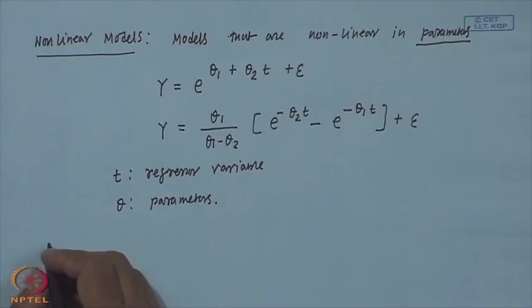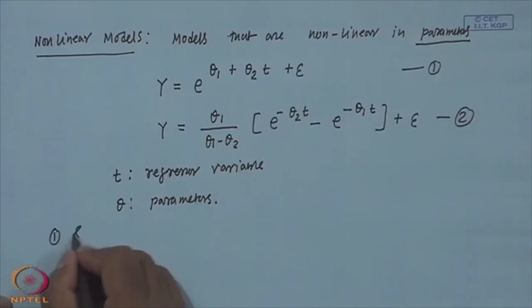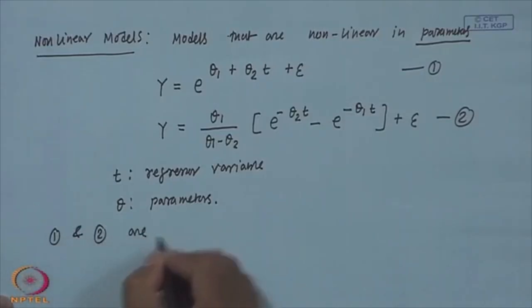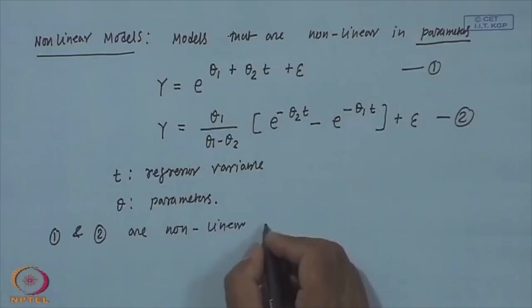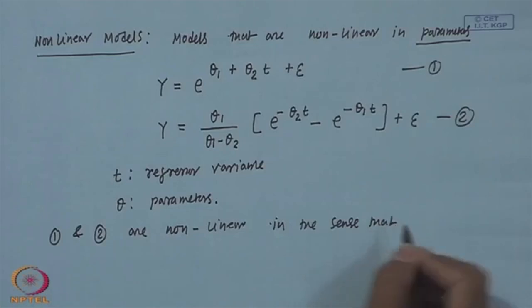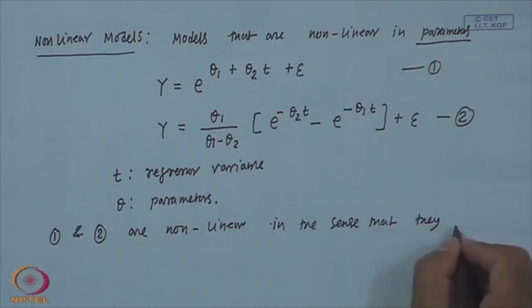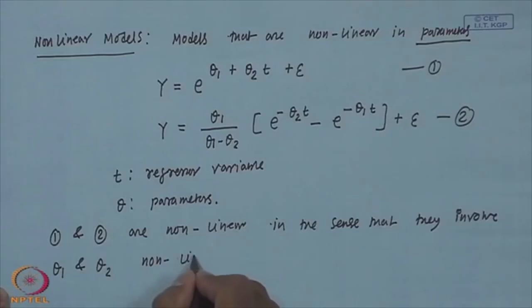Well, now, let me write. Let me call it say 1 and 2. So 1 and 2 are nonlinear in the sense that they involve the parameters theta 1 and theta 2 in nonlinear way.